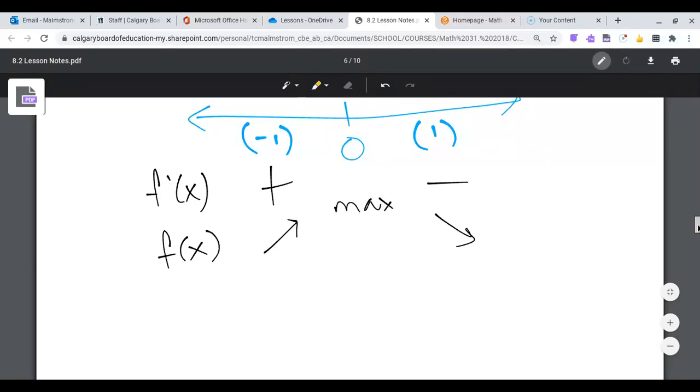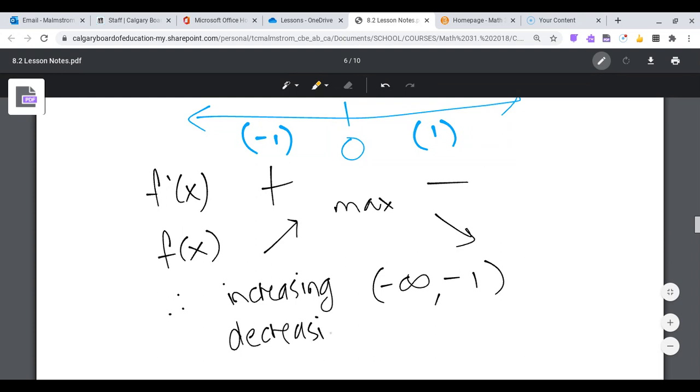And so you would say that, if we were doing a really good curve sketch, we are increasing from negative infinity to -1 and decreasing from, oh, sorry, 0. My bad. Let's get that out of there. Increasing to 0, and then decreasing from 0 to positive infinity.